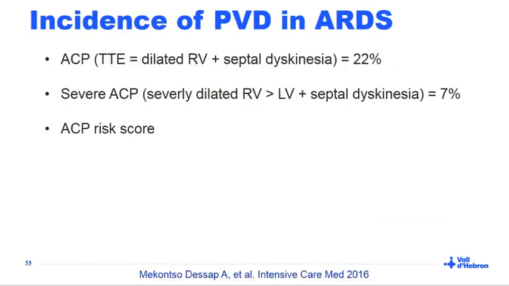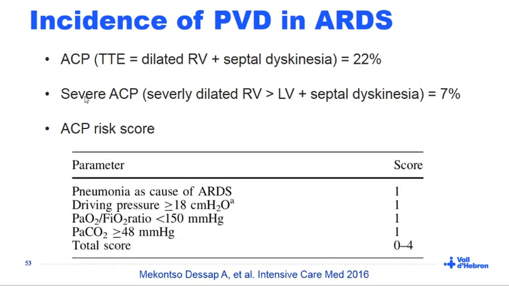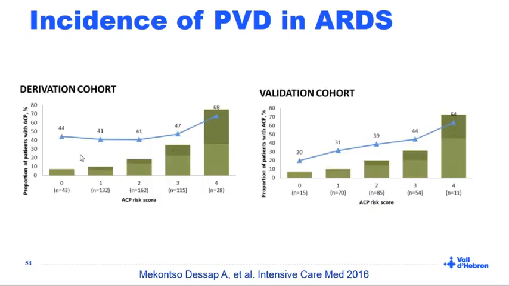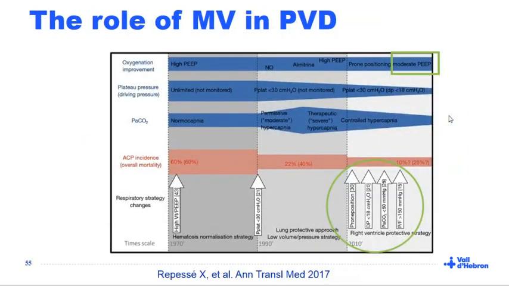If we talk in terms of incidence and we focus only on the most severe degree of pulmonary vascular dysfunction, which is acute cor pulmonale, defined by these two variables in the TTE, the incidence has been around 20%. And if we talk about the more severe form, the incidence is 7%. The group of Armand Mekontso Dessap developed a risk score that was not only described but also validated to predict the proportion of patients at risk of developing acute cor pulmonale. And can we do something in terms of mechanical ventilation to prevent that?